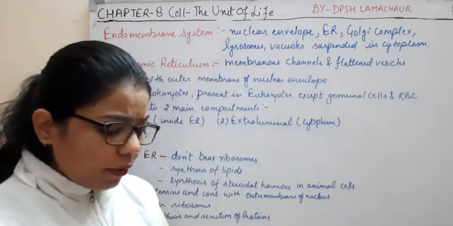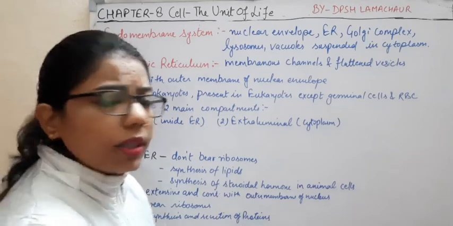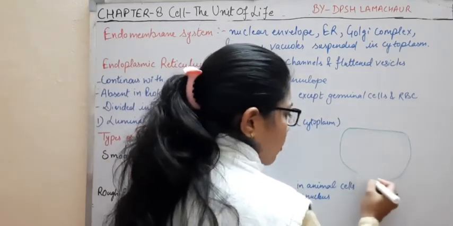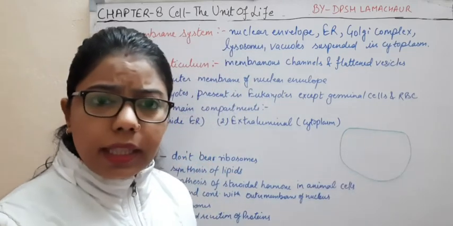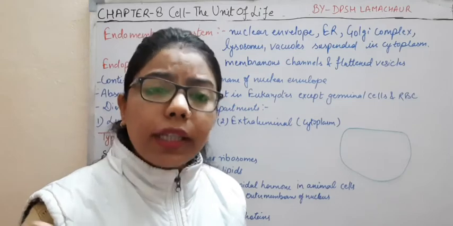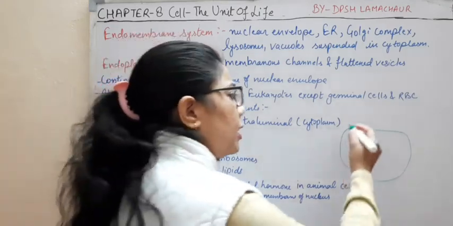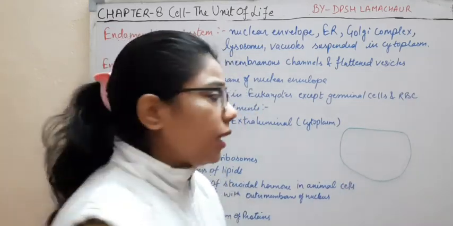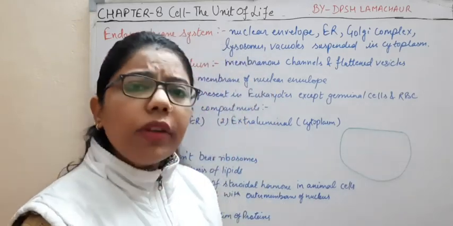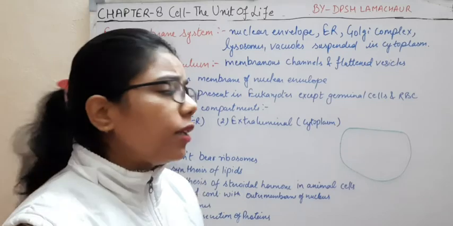Okay, where did we start from? We started from the outside. We have done the outer covering of the cell, that is the cell wall, and how many layers it is made up of. Inner to that is the cell membrane, and we discussed the nature of this cell membrane. Now we will move towards the inside of the cell.